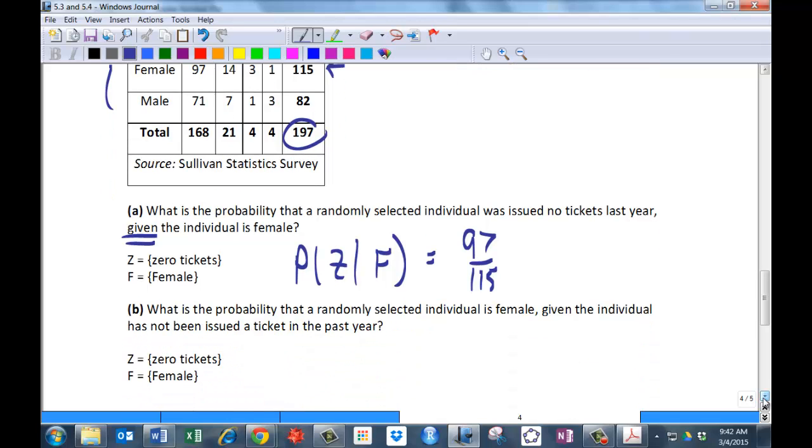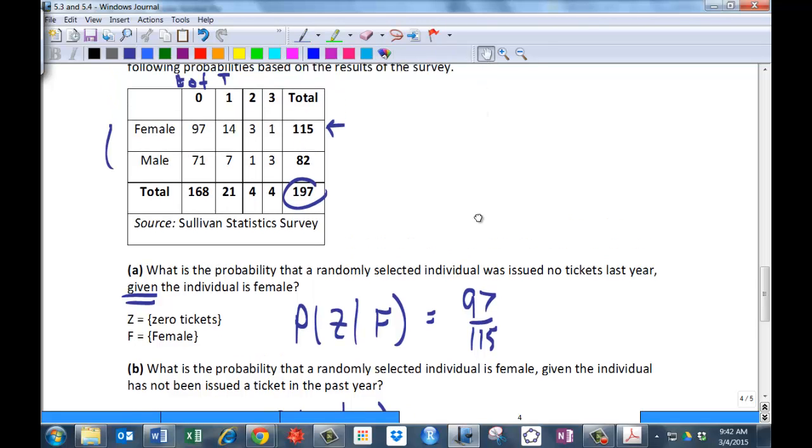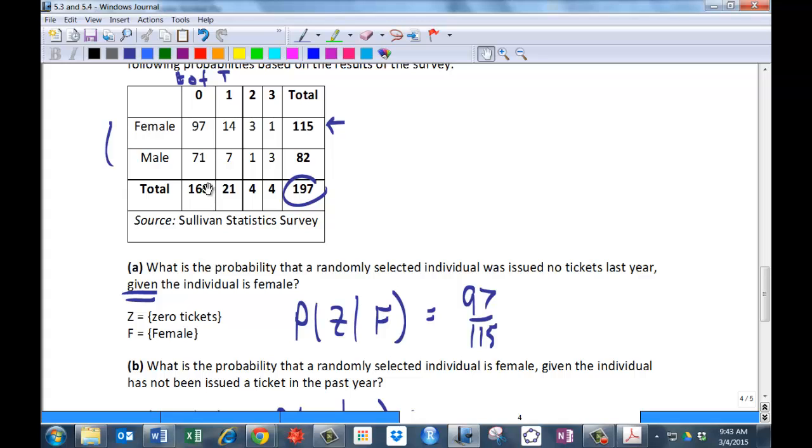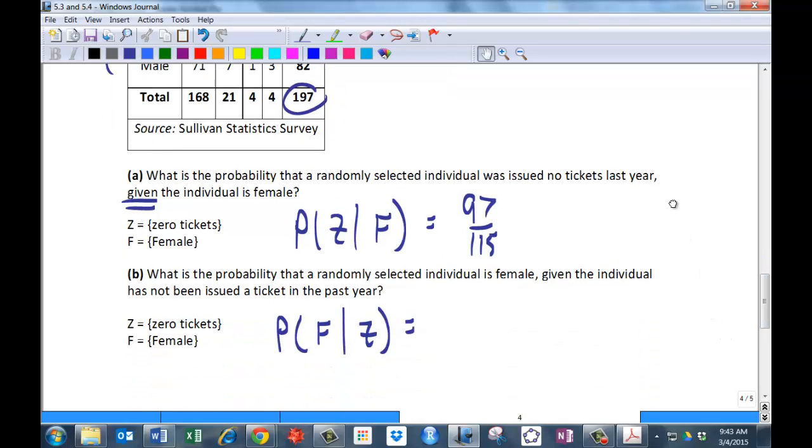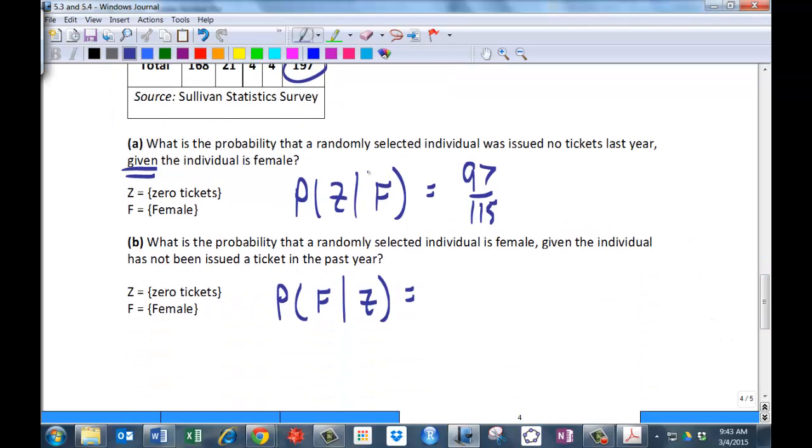So what's the probability a randomly selected individual is female? So this time we're going to be reversed. Probability female given 0 tickets. So this time we're going to restrict ourselves to the 0 ticket holders. Right? So there's 168 of those. And then how many of those are female? 97 over 168. So that's what we want. 97 over 168. Okay.